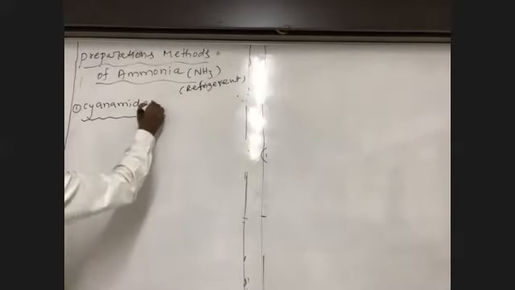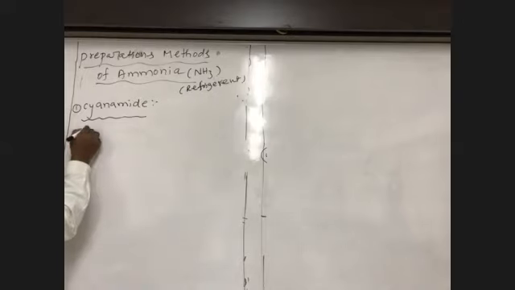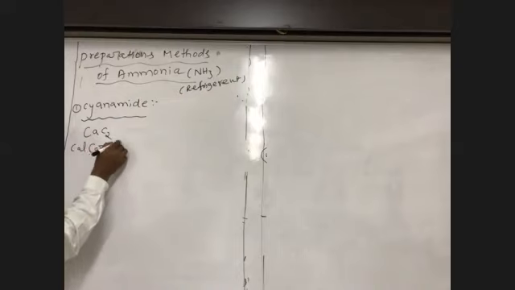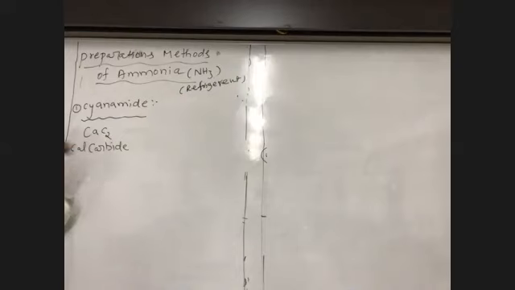In the cyanamide process, first there is CaC2, which is called calcium carbide. It is an ionic compound, Ca+2 and C2-2. Here C2-2 contains a carbon-carbon triple bond. In the triple bond, one of the bonds is a sigma bond, and the remaining bonds are pi bonds.